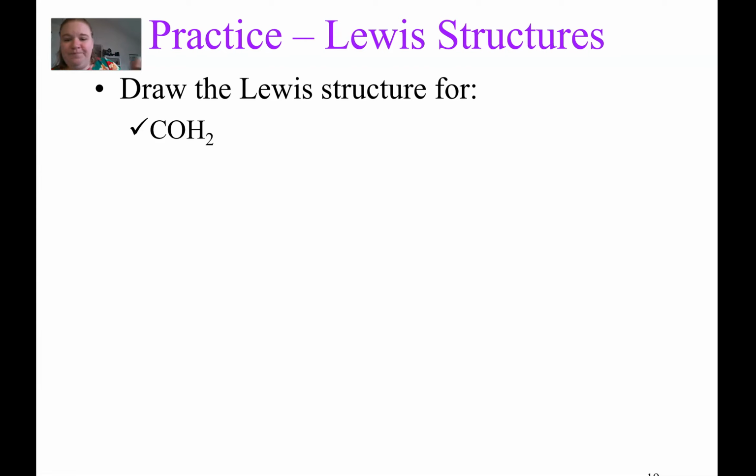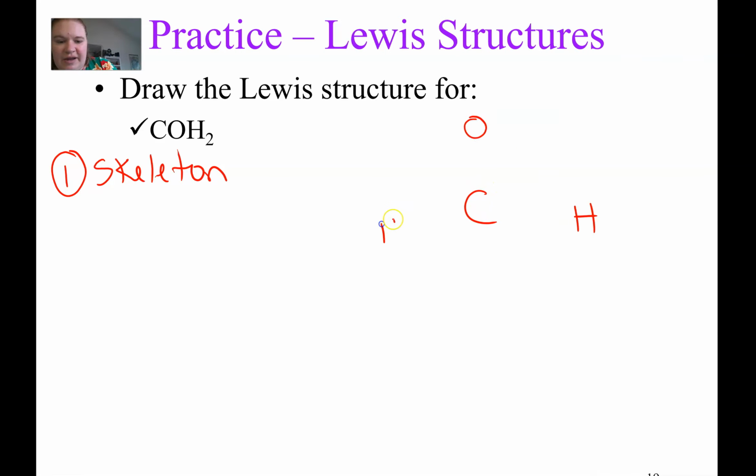So step number one is we're going to make our skeletal structure. And that means my carbon's going to go in the middle because it's the most metallic. And I'm just going to put my oxygens and my hydrogens around it. Doesn't really matter how. Number two, we're going to figure out how many valence electrons we have to work with.